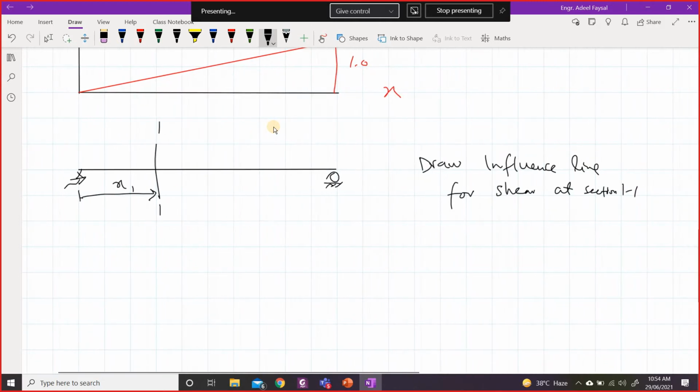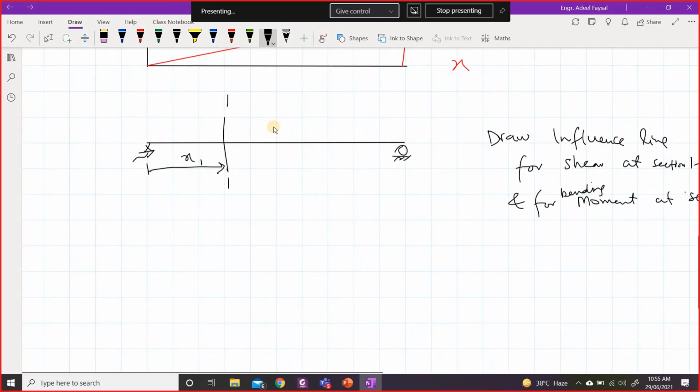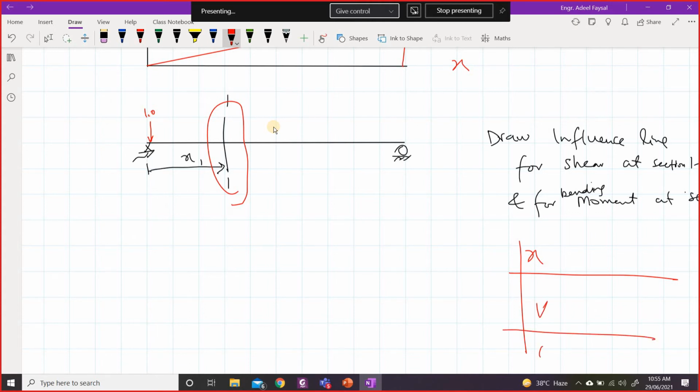Now, also for bending moment at the same section, at section 1-1. So what does it mean? It means, I need your high attention on this point. You apply a unit load over here and calculate shear at this location and also bending moment at this location. So X, V, and M.